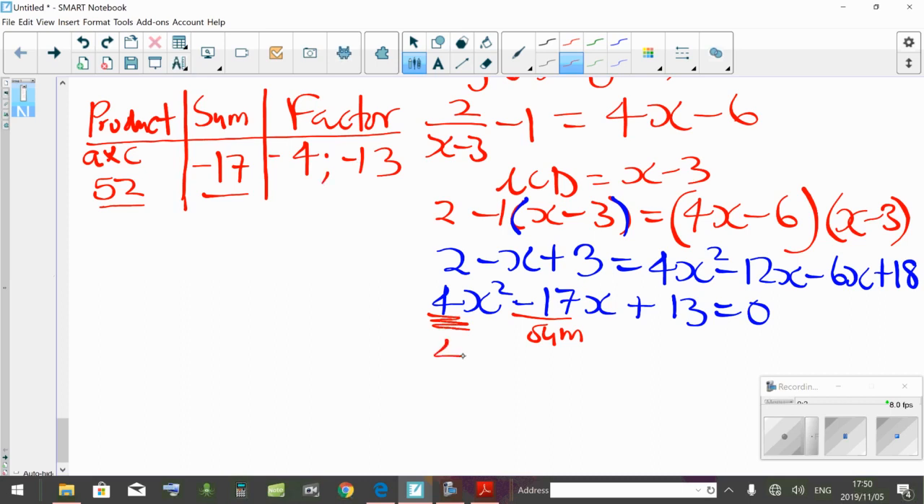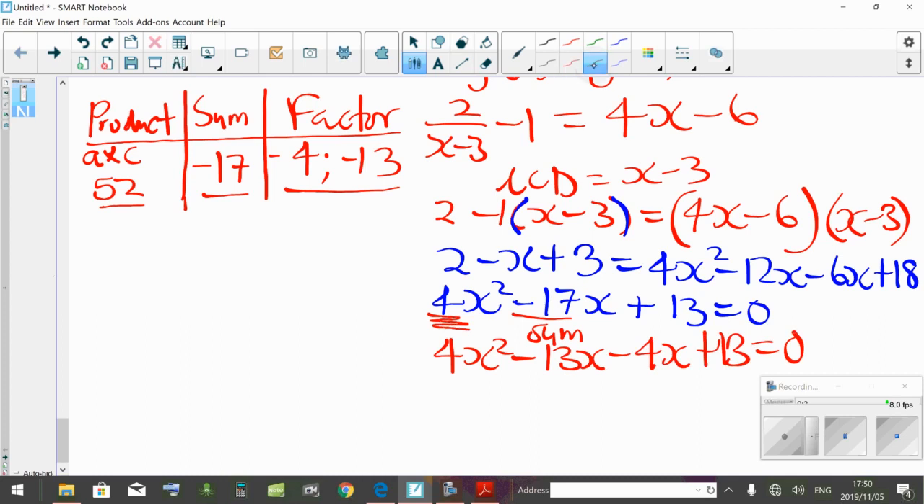I'm going to rewrite this as 4x squared. Now I'm replacing negative 17x with these two numbers here. Minus 13x minus 4x plus 13 is equal to 0. Take note that these two numbers give me negative 17. So I haven't changed much here.